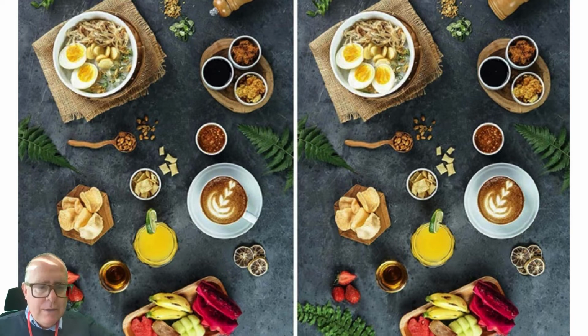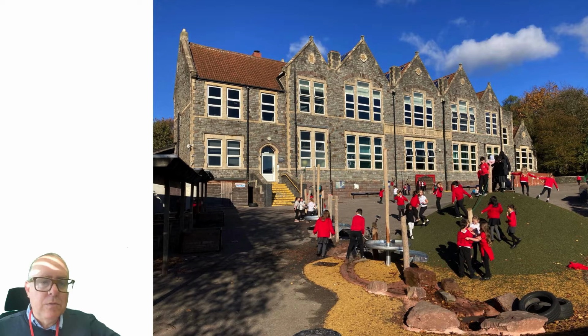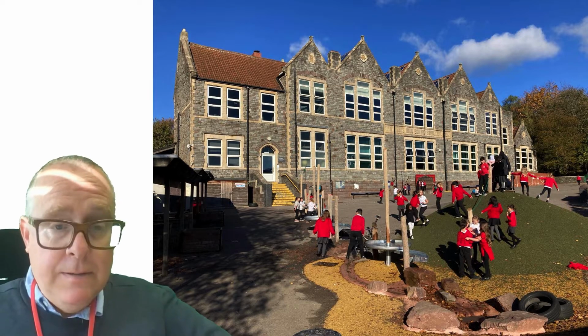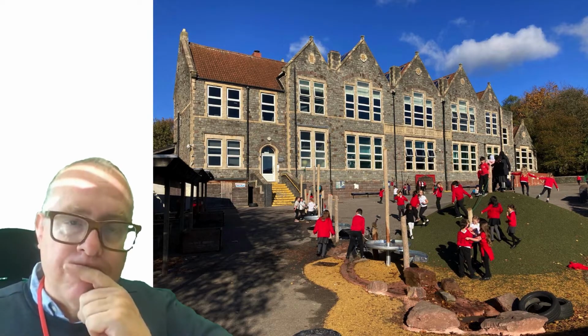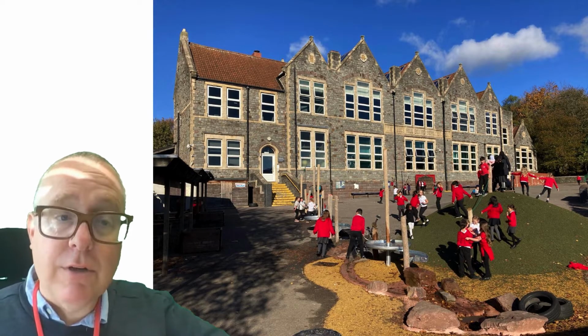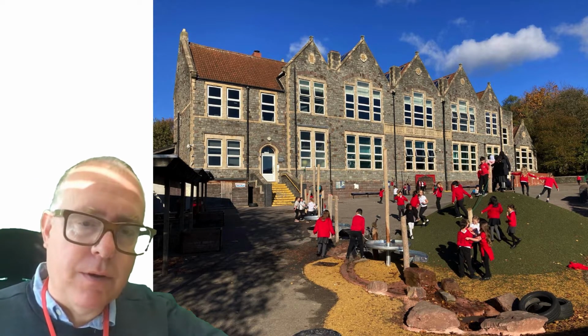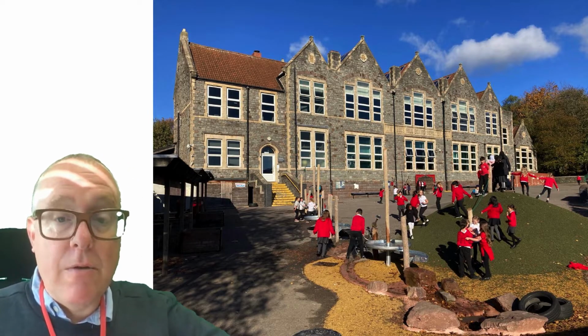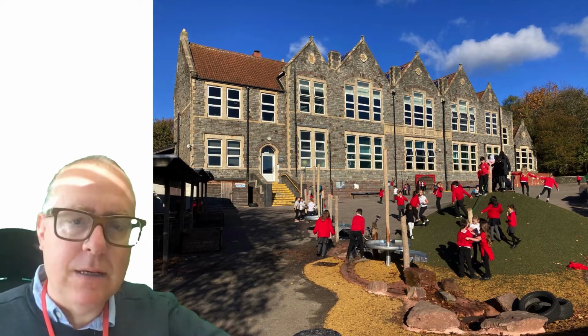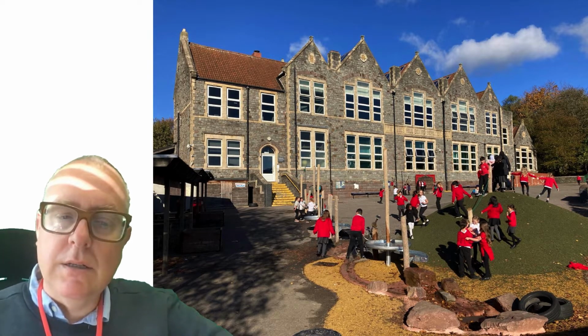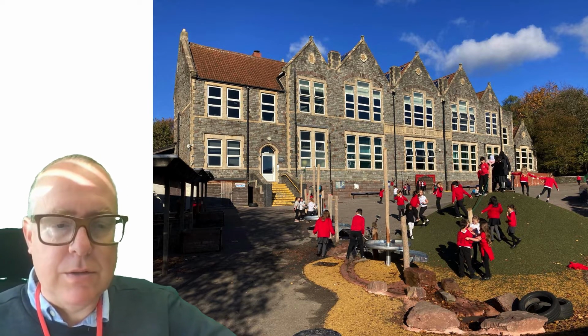But when you're walking around school and when you're moving around school, you will see that there's some things that have changed. And you might notice some changes. So I want you to have a look around school and see if you can spot those changes. And let me know. Tell me what you think has changed and why do you think we've done it? Because there's always a good reason why we do these things.